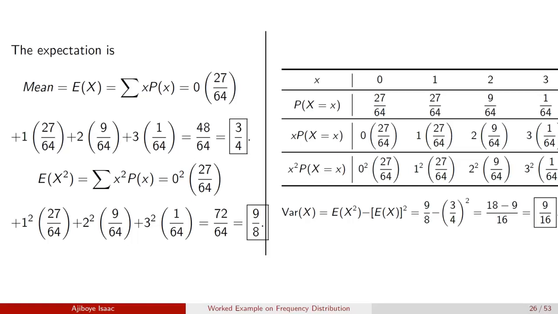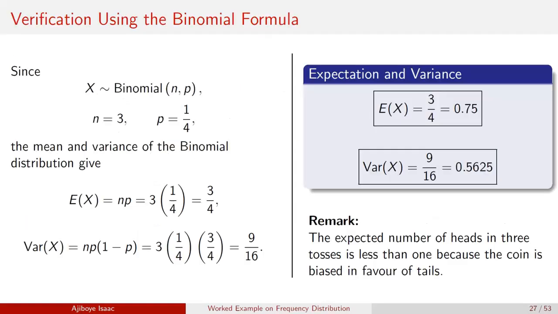Also, we compute the expectation of X squared in order to be able to compute our variance, knowing that our variance is the expectation of X squared minus the expectation of X all squared. That will give us our variance to be 9/16 and our mean to be 3/4. We can as well use the binomial formula to obtain these values for the expectation and variance.